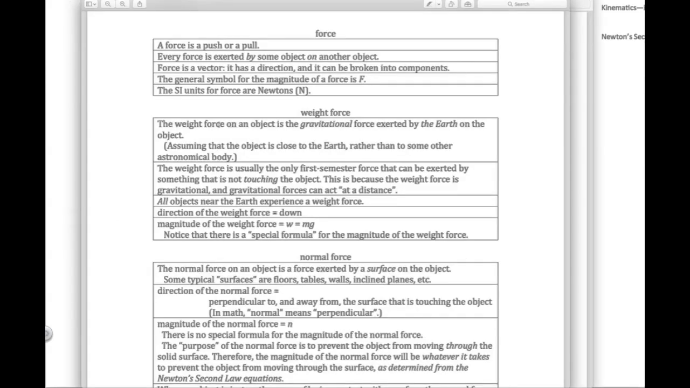It's possible because the weight force is gravitational. The weight force is the gravitational force exerted by the earth on the object, and gravity is a weird force that can act at a distance. Unlike the other forces that you'll see in the first semester, gravity can act at a distance, even when the earth is not touching the object. So keep in mind that the weight force is usually the only first semester force that can be exerted by something that is not touching the object.